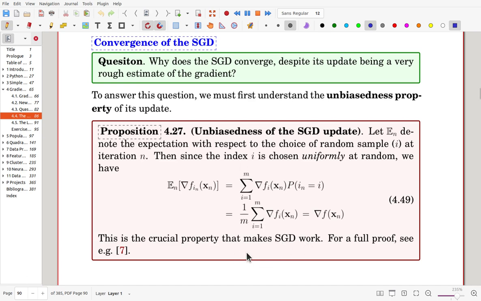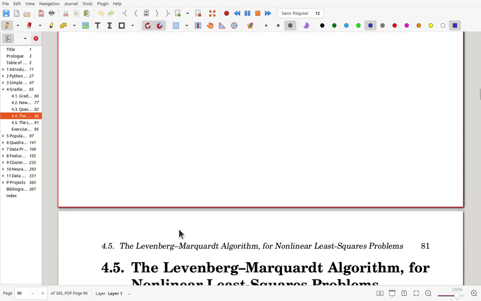You can see the full proof in reference 7. Okay, that is the end of the section. Thank you.